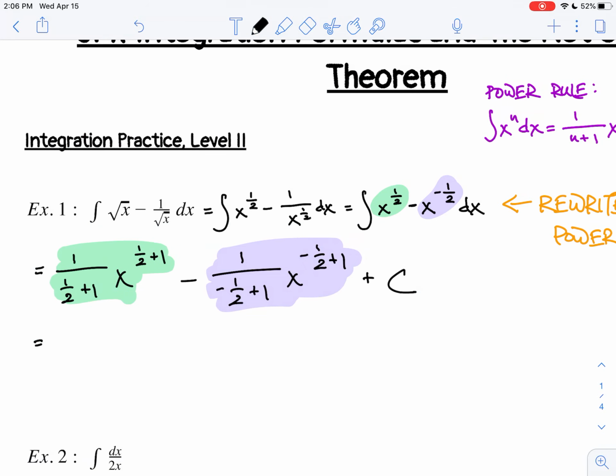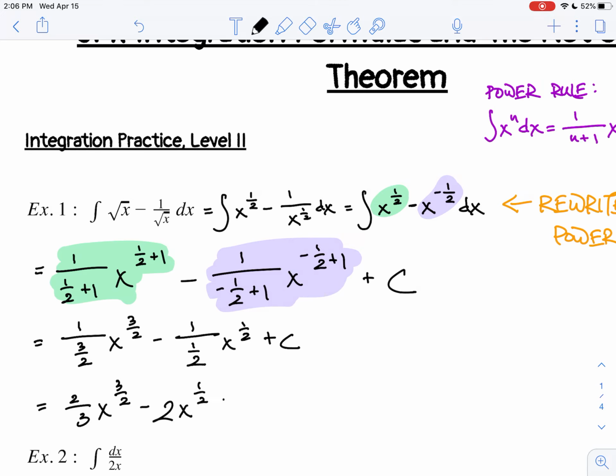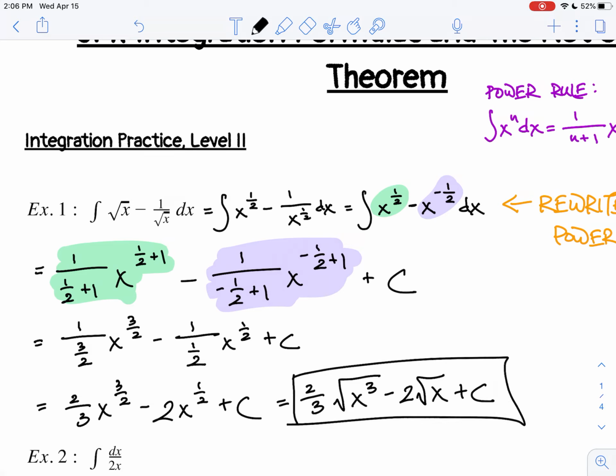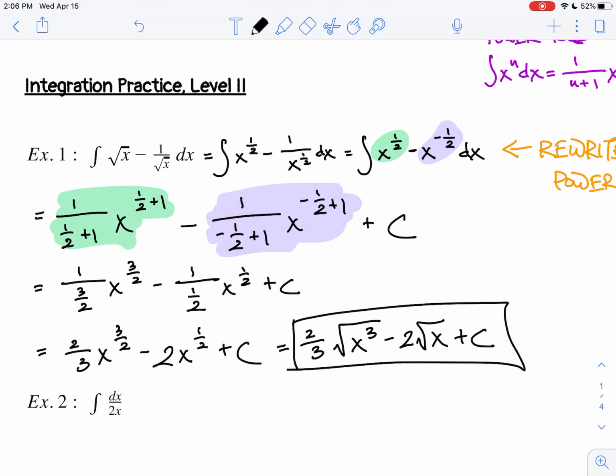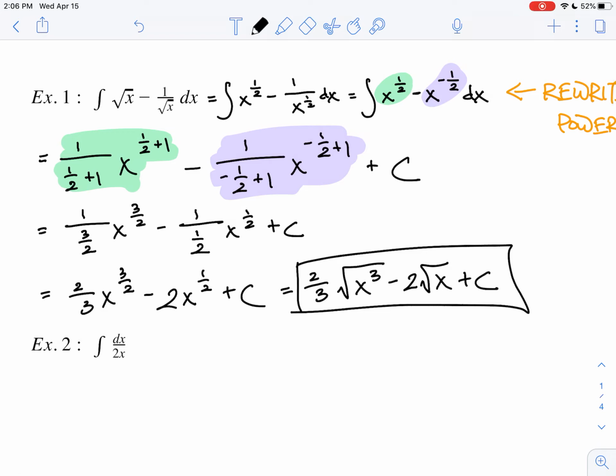Now the calculus is done. We just need to clean this up. So what do we get? We get 1 over 3 halves x to the 3 halves minus 1 over 1 half x to the 1 half plus c. And when I clean that up more, I get 2 thirds x to the 3 halves minus 2 x to the 1 half plus c. And if we want to practice converting that back into radicals, we've got 2 thirds the square root of x cubed minus 2 square root of x plus c. So in preparation for that chapter 5 exam, make sure you practice with fractional powers too. Fractional powers, negative powers, be sure to practice those.